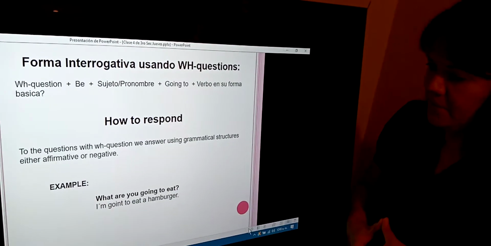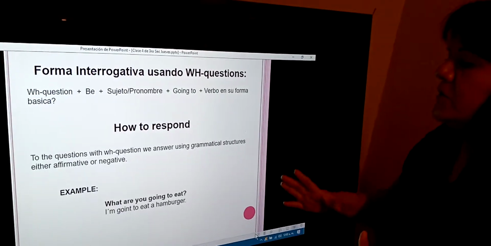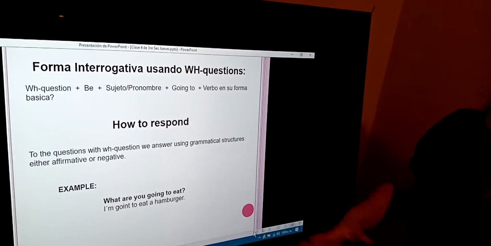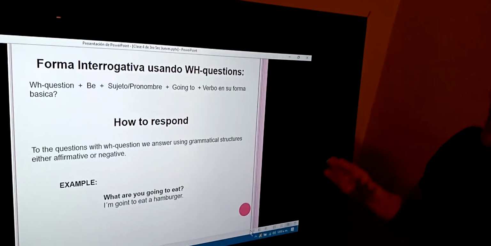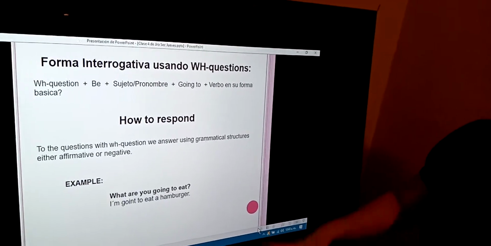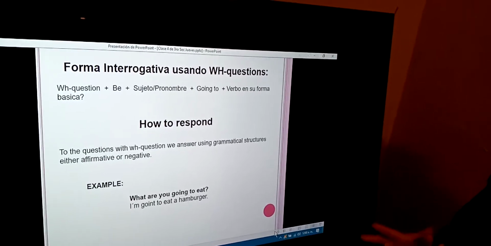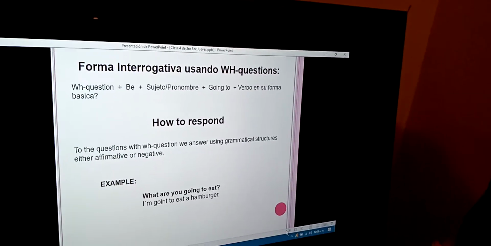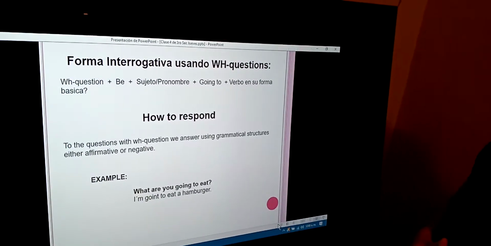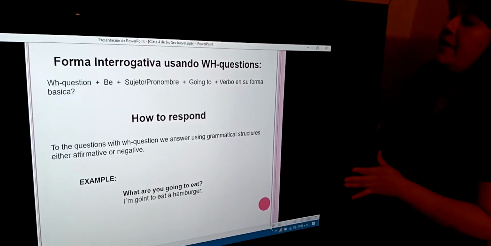Look at the example. What are you going to eat? I'm going to eat a hamburger, okay? How to respond? You need, okay? What are you going to eat? Respond, I'm going to eat a hamburger, okay?